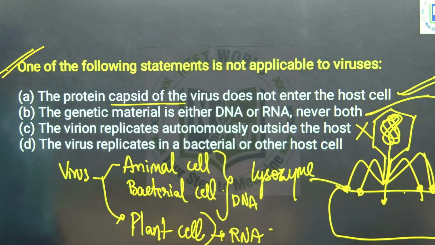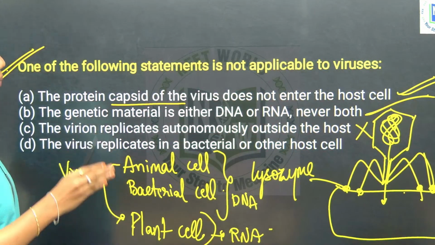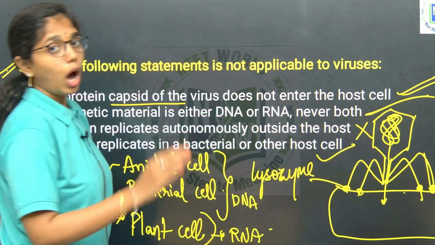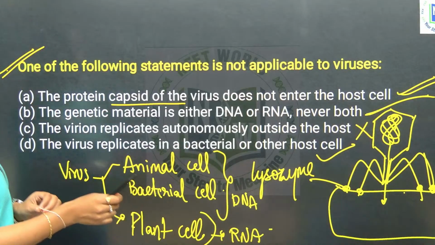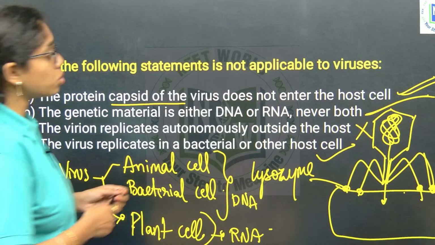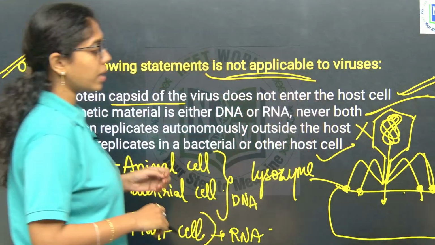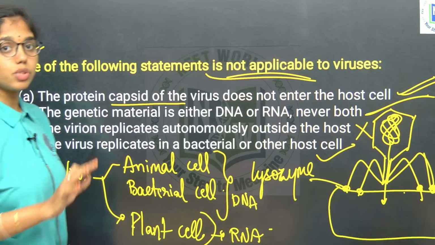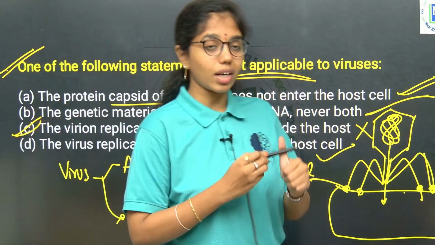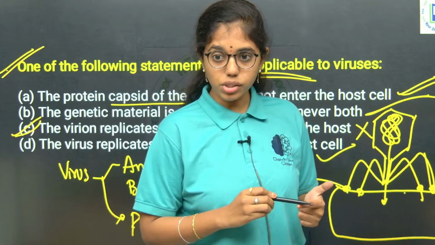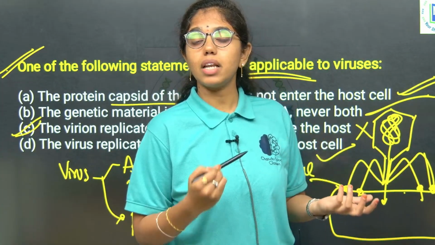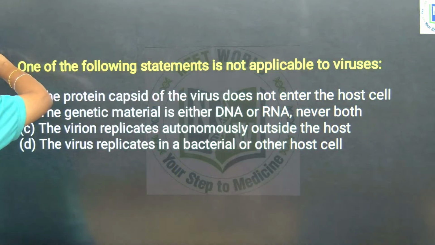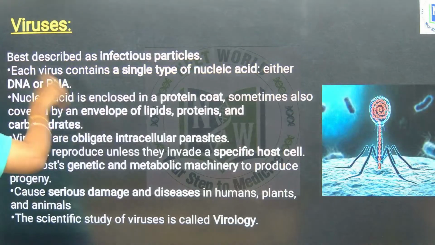Fourth statement, you see, beta: the virus replicates in a bacterial or other host cell. Yes, virus replicates in a bacterial or other host cell. One of the following statements which is not applicable to virus: so which is not applicable to virus over here? Option C will be our answer. But now in our class we will look into virus, its structural description, different types of viruses, and we will also look into the lytic and lysogenic cycle of the viruses. Okay, so let's get started with viruses.